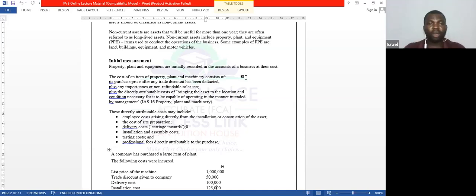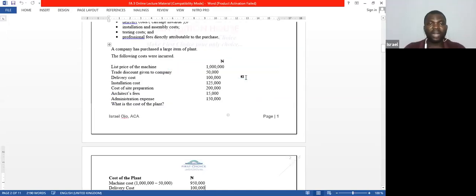A company has purchased a large item of plant. The following costs were incurred. Number one, we have the list price of the machine. The list price of the machine is the price that is being displayed. It's not the actual price at which we acquire the machine. That's what I mean by list price.